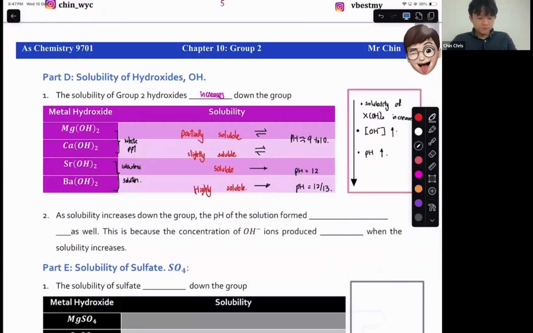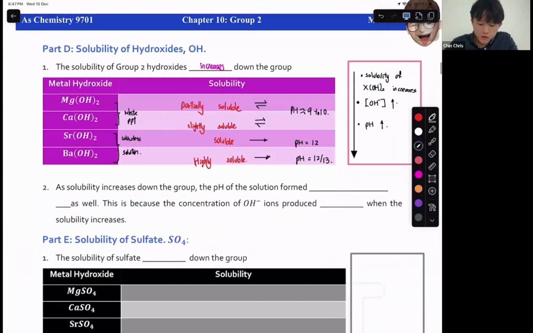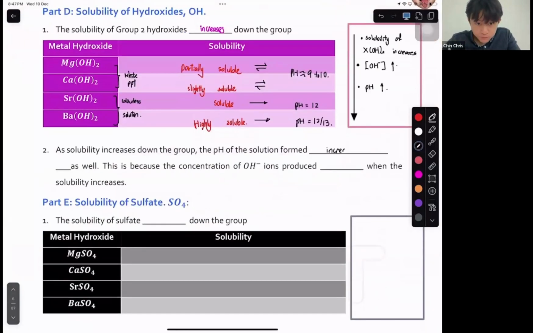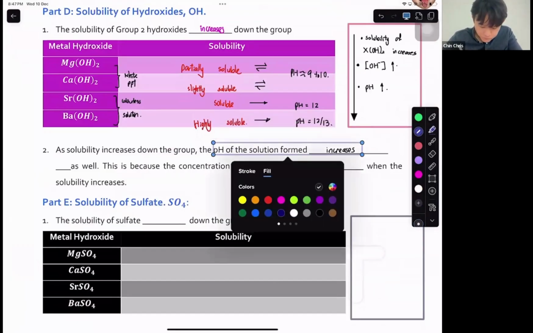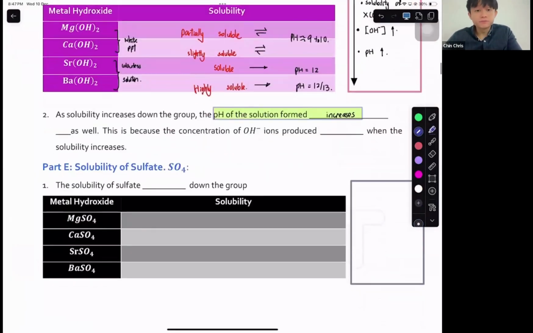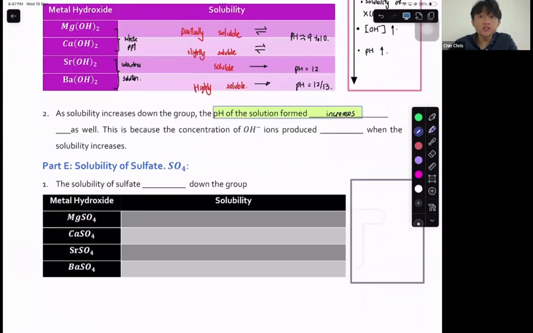All right, guys, next. As solubility increases going down the group, the pH of the solution formed increases, yeah. Highlight the words: pH of the solution increases. Why? Because the concentration of OH minus produced increases. Well done.